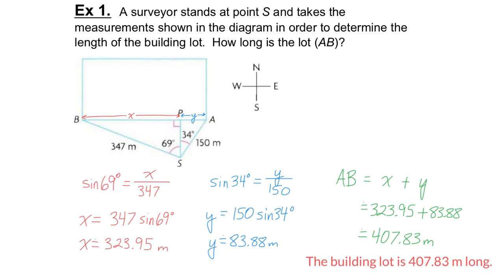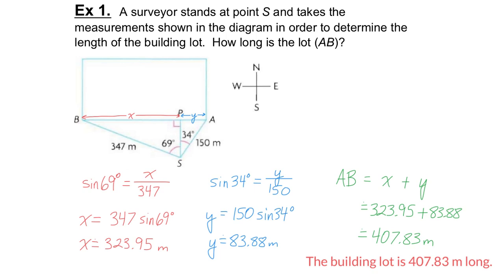So the way I did this was I split the entire distance into two. I called it X and Y. X is the side length in this larger right triangle. Y is the side length in this smaller right triangle.